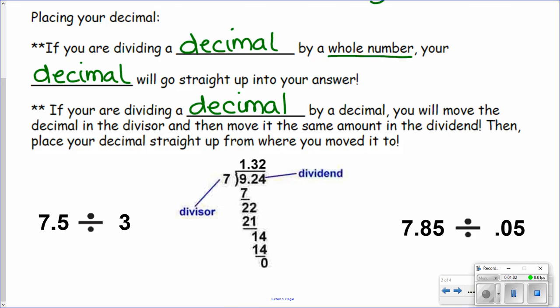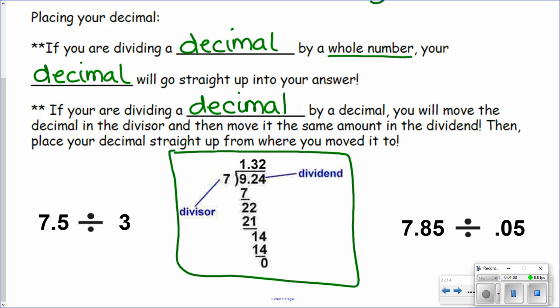So again, I have a pictorial representation here pointing out the words that we have defined up here. Divisor is what we are dividing by. Dividend is what we are dividing. So this first example, 7 and 5/10 divided by 3.